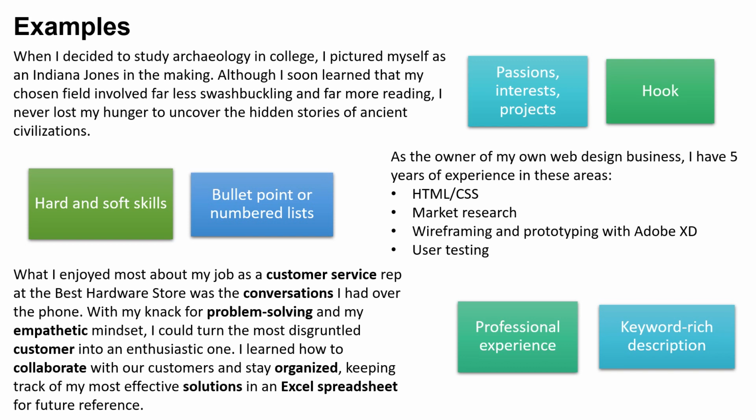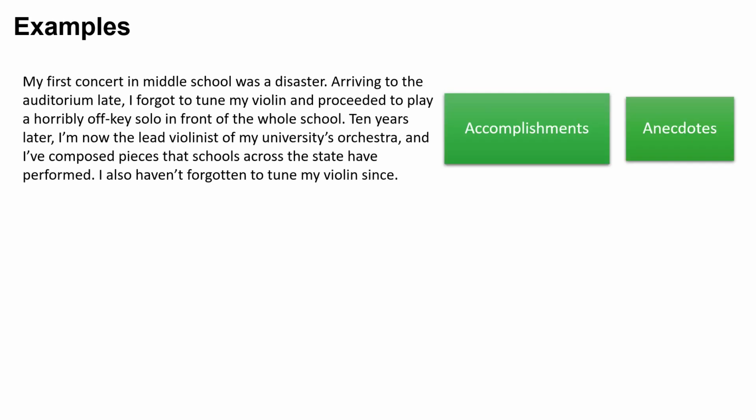In this example, the writer is describing their accomplishments while using an anecdote. Here is the example. My first concert in middle school was a disaster. Arriving to the auditorium late, I forgot to tune my violin and proceeded to play a horribly off-key solo in front of the whole school. 10 years later, I'm now the lead violinist of my university's orchestra, and I've composed pieces that schools across the state have performed. I also haven't forgotten to tune my violin since.